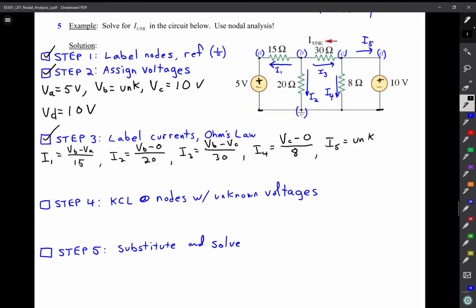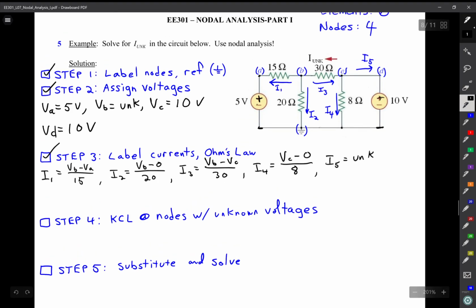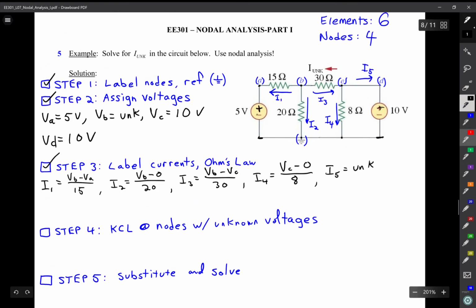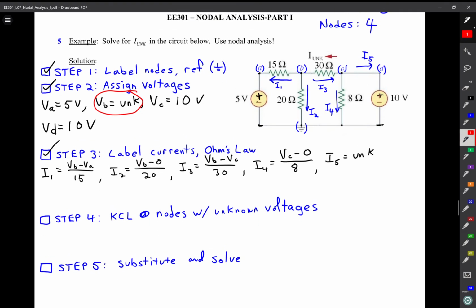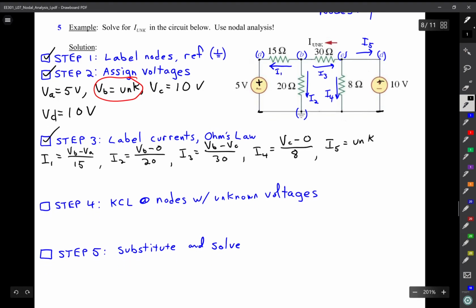Step 4 is to apply KCL at the nodes with the unknown node voltages. Where are they? Well, it's just at VB. I know what VC is, and I know what VD is. So I just want to find the KCL at node VB. That also tells me, because there's only one unknown node, that I will have one equation and one unknown. So now I will solve for that.